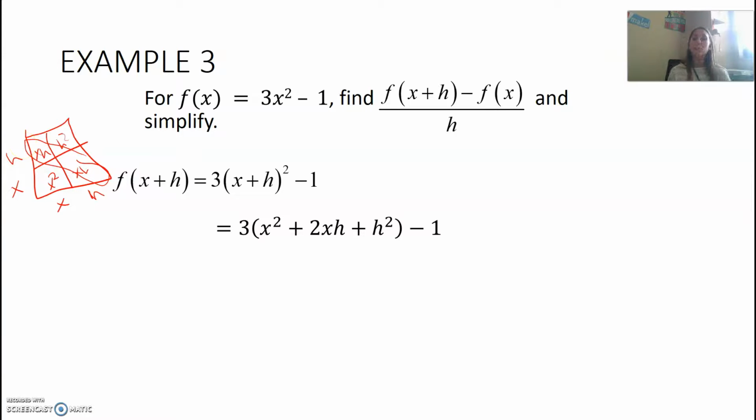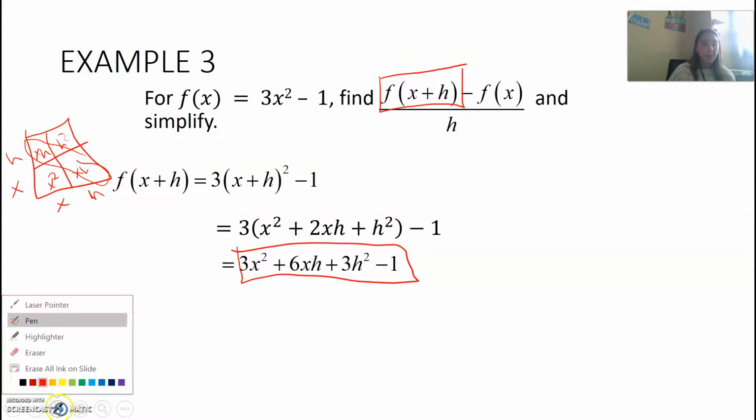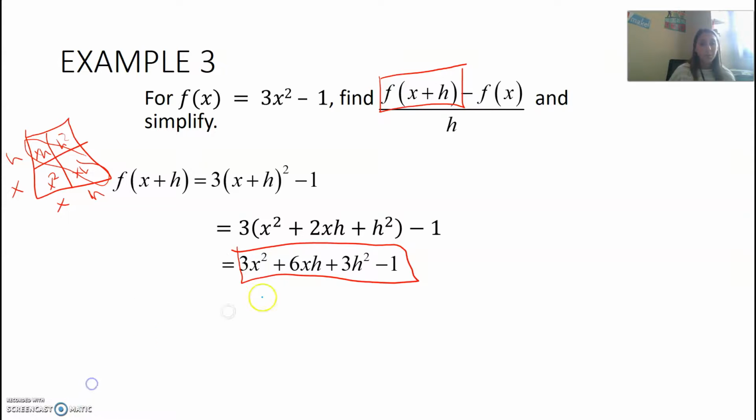All right, then we need to distribute that 3, and we end up with 3x squared plus 6xh plus 3h squared minus 1. All right, so now we found this. So this right here goes with this. We're going to replace it. We put it all together with this, and we get a different color. And this one, we're going to replace with this one right here. We already know what that is.